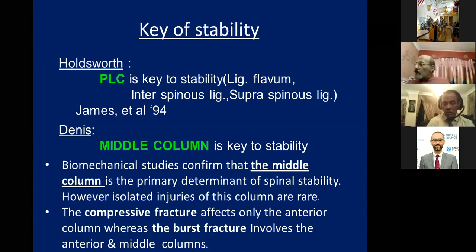However, isolated injury of this column is rare. It is very rare to find an isolated injury to the middle column alone. Usually it is associated with either the anterior or posterior column. For example, a compressive fracture or wedge fracture affects only the anterior column, whereas a burst fracture of the vertebra involves the anterior and the middle column. That's why the burst fracture is the most common unstable fracture, because it affects the 2 columns, while the wedge compression fracture, in most cases, is a stable fracture.